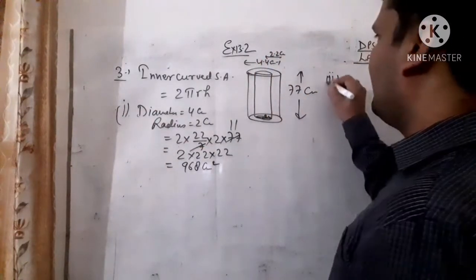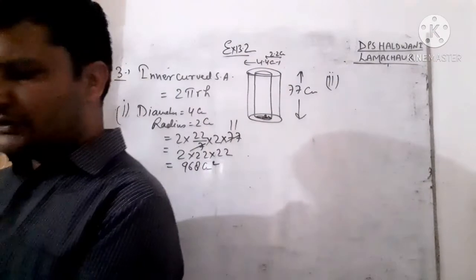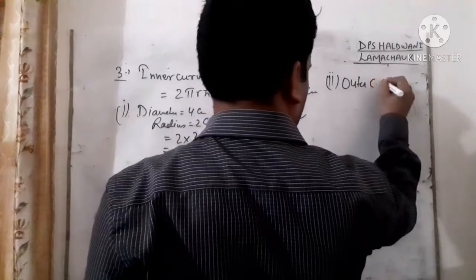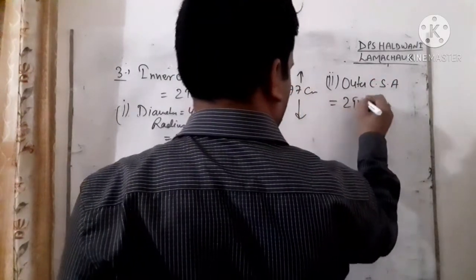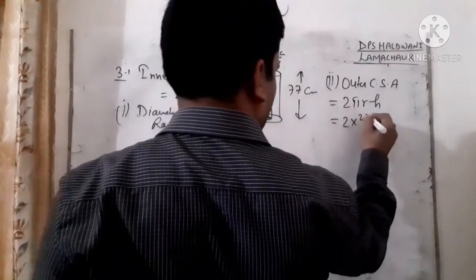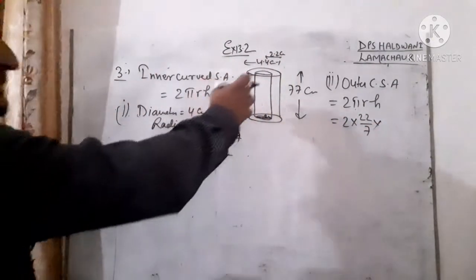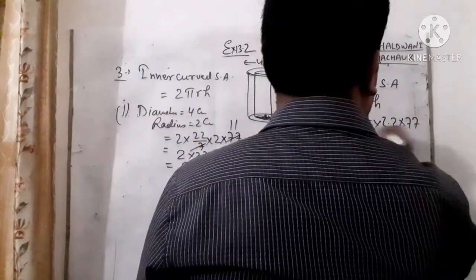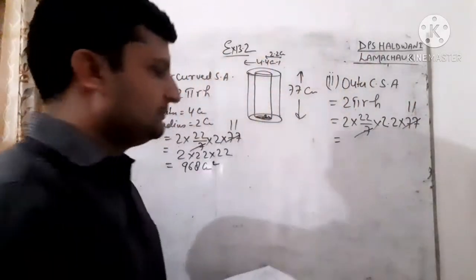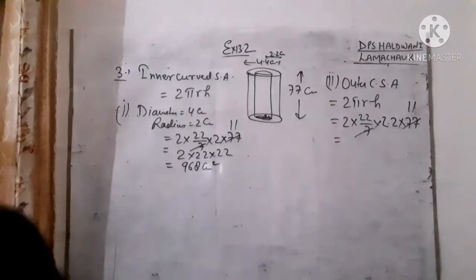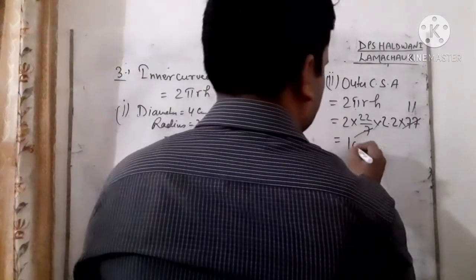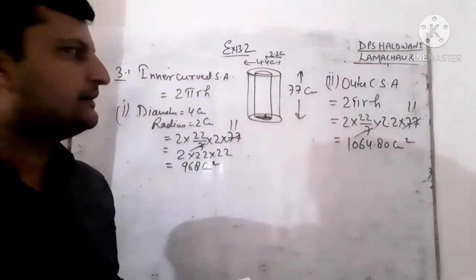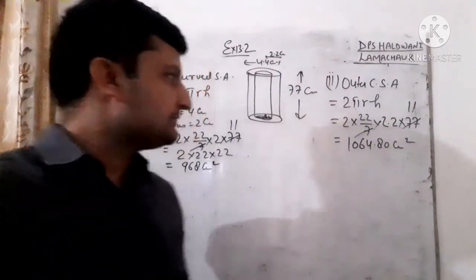Now in the second part, what we have to do? We have to find the outer curved surface area. In this outer curved surface area, how can we find it students? Outer curved surface area is equal to again 2 pi r h. We can write it here 2 into 22 upon 7. Now the radius is, students, here this is 4.4, the radius will be 2.2 into 77. So we can cut it 7 11 ja. So what is the value coming? This is coming 1064.80 centimeter square. You have to calculate it and you can find the answer easily, 1064.80 centimeter square.